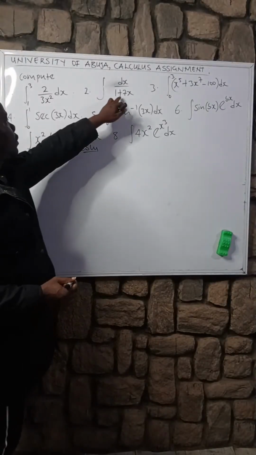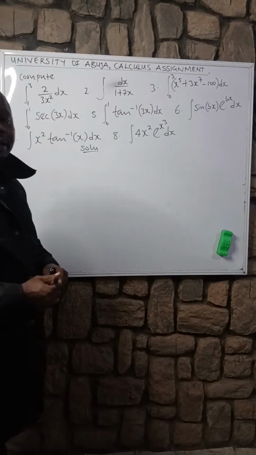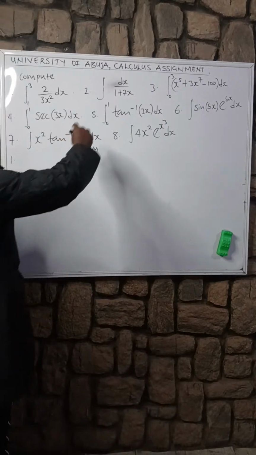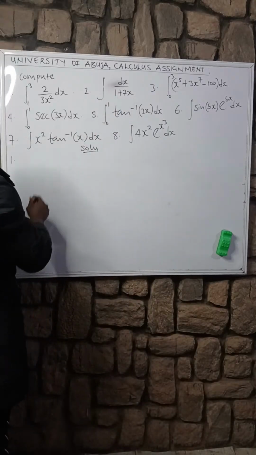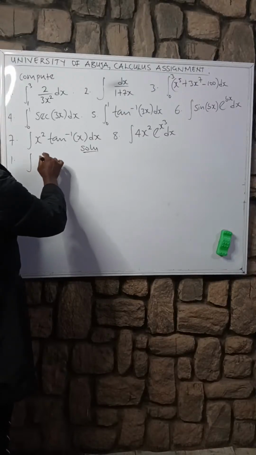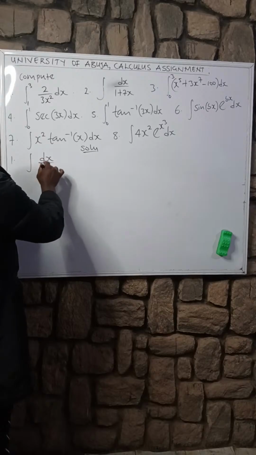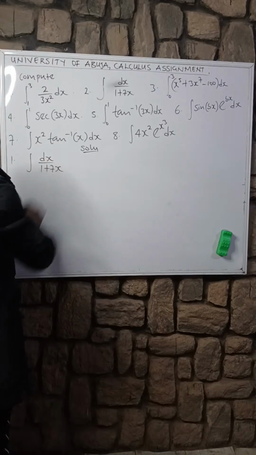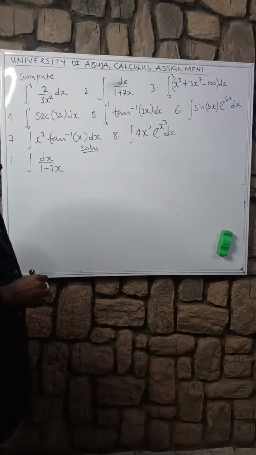Let's proceed further to consider this. Is that clear? This is question number 2. Integral dx all over 1 plus 7x.